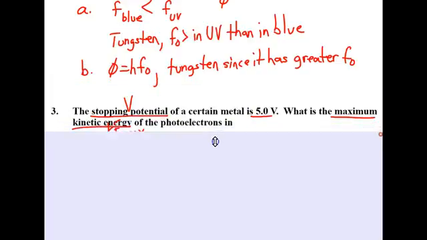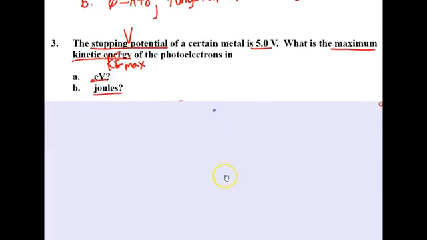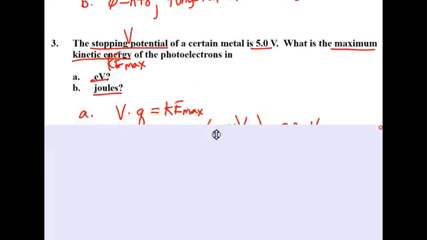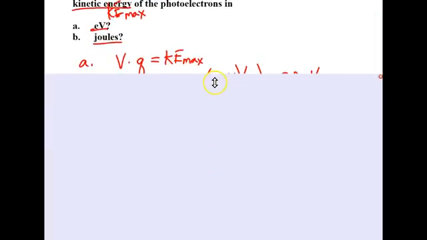Number 3. The stopping potential of a certain metal is 5 volts. What's the maximum kinetic energy of the photoelectrons in electron volts and in joules? Well, remember from the photoelectric lessons, the way they used the apparatus to measure maximum kinetic energy was that the stopping potential times the charge of an electron is the electric potential energy. It's the electric work done to stop the electrons from hitting the metal, which is equal to the kinetic energy they had leaving the metal.